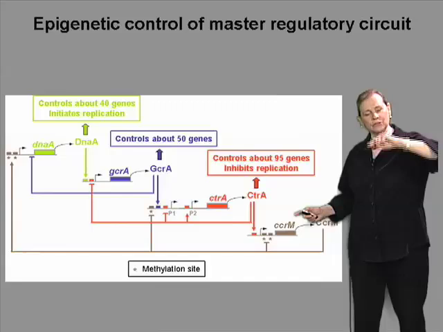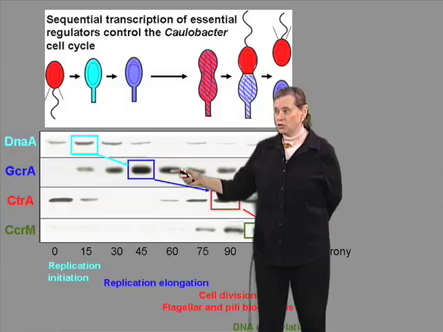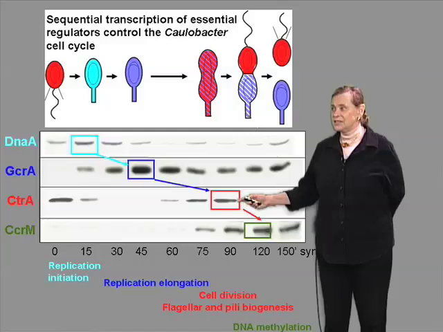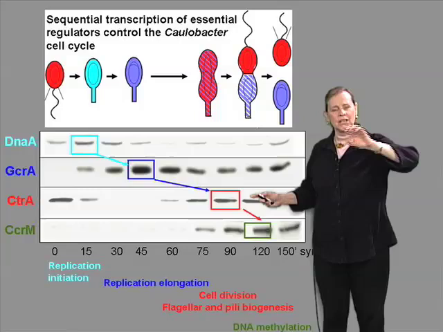And here I show you that the first thing that gets turned on is DnaA. Then GcrA is turned on. Then CtrA is turned on. And when it finishes that, CtrA turns on this DNA methyltransferase, which comes back, is turned on at the completion of DNA replication to label up all the loci. So you go back to a fully methylated chromosome.